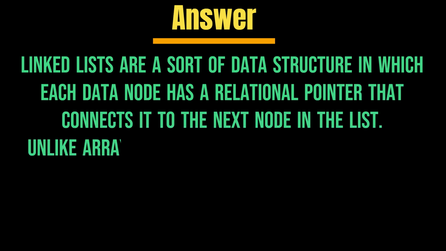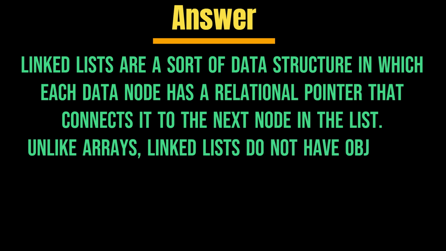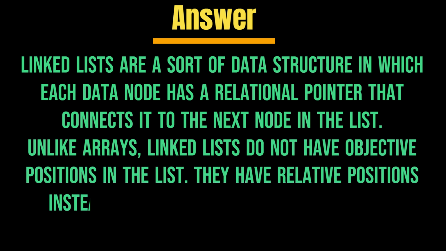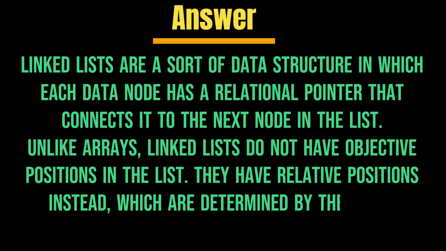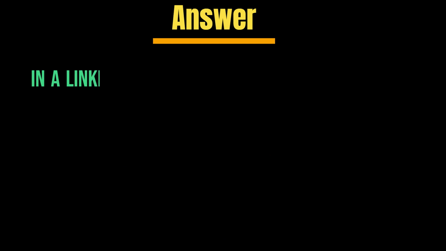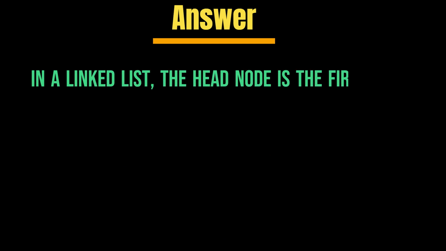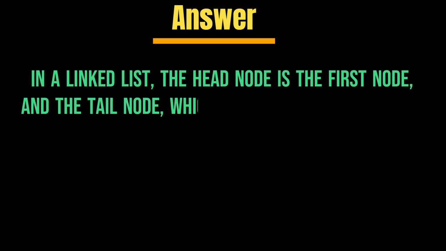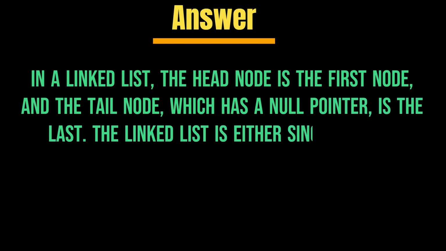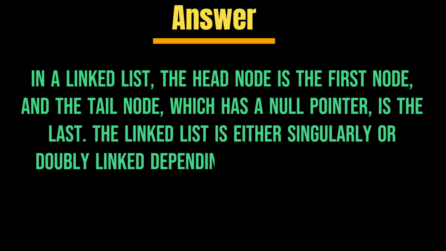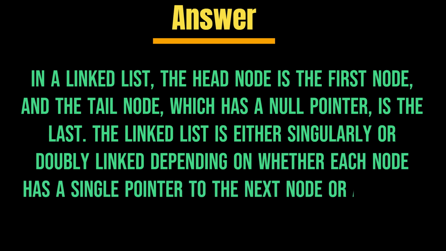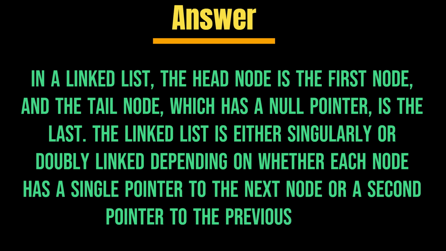Unlike arrays, linked lists do not have objective positions in the list. They have relative positions instead, which are determined by the nodes in their immediate surroundings. In a linked list, the head node is the first node, and the tail node, which has a null pointer, is the last. The linked list is either singly or doubly linked depending on whether each node has a single pointer to the next node or a second pointer to the previous node.